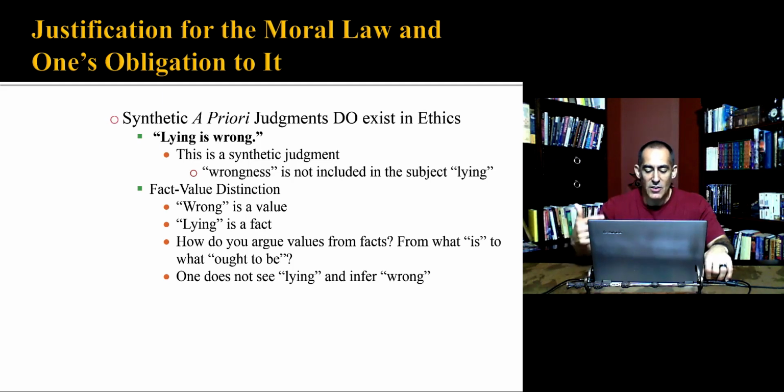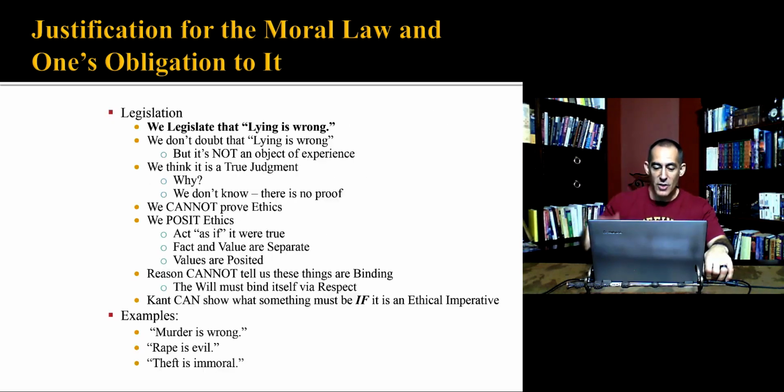He's basically saying that you just see the truth of these things because it's a priori. We're not looking at it after the fact. So it's not like we're looking at lying and then deciding, well, that's wrong, because that would be a posteriori judgment. We legislate it up front, which is why it's a priori. Lying is wrong. We don't doubt that lying is wrong, but it's not because of our experience of lying. We think it's a true judgment because we posit the ethics.